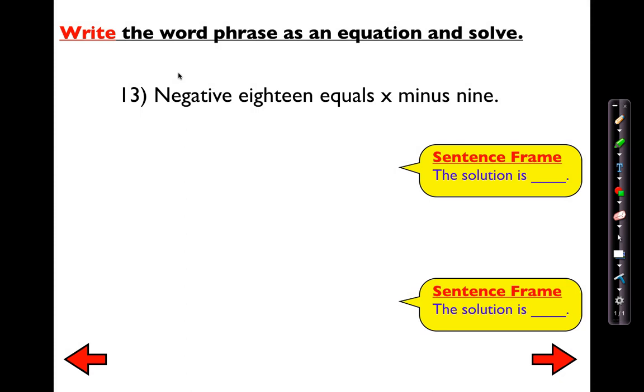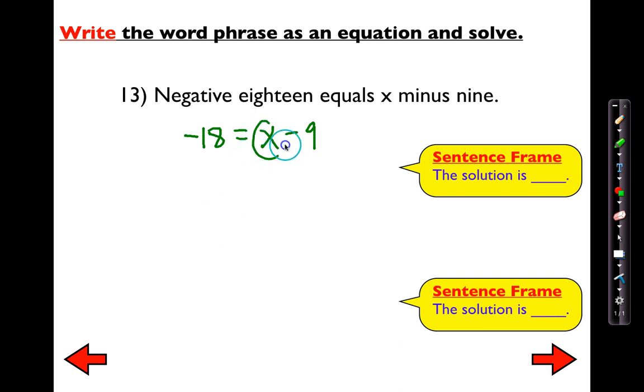Okay, now we've come towards the end of the road. What we want to do here is write a word phrase as an equation and then just basically solve it. So here it says negative 18, so let's write that, negative 18 equals x minus 9. Okay, that was pretty easy. We just translated some words into an equation.